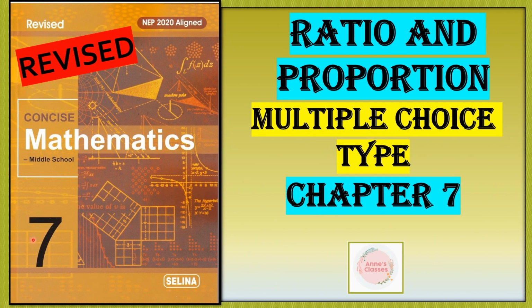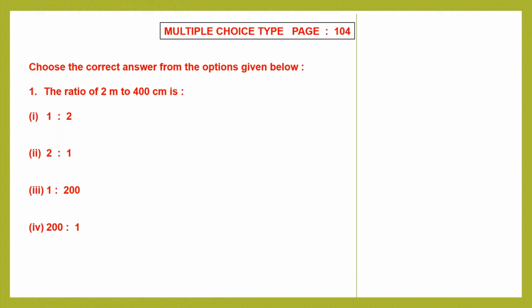Let's do ratio and proportion, the multiple choice type, chapter 7. This is on page number 104. Choose the correct answer from the options given below. First one, the ratio of 2 meter to 400 centimeter is one of these.